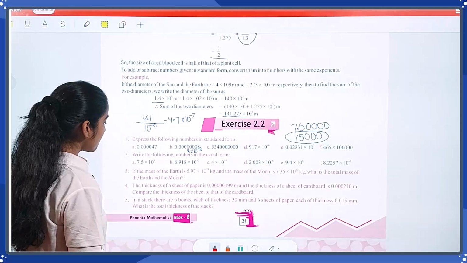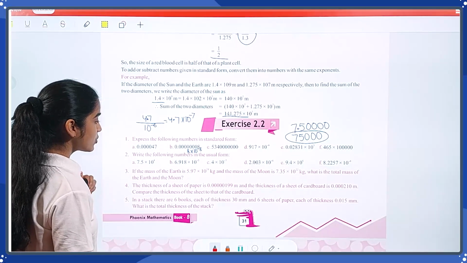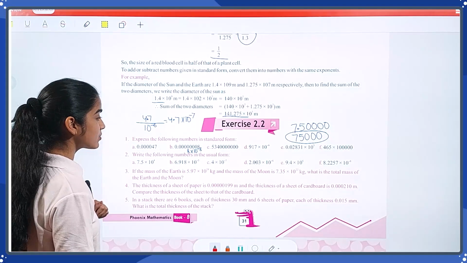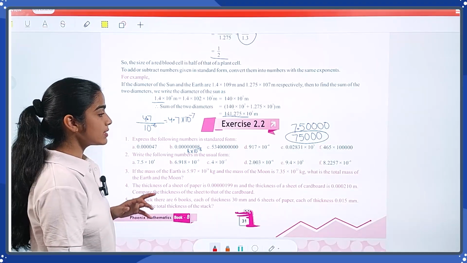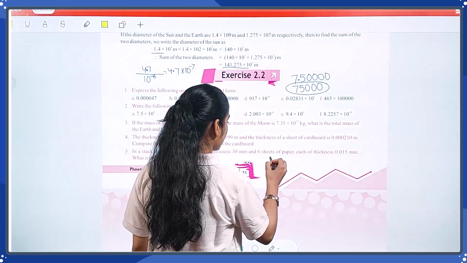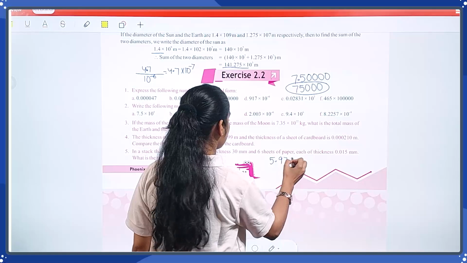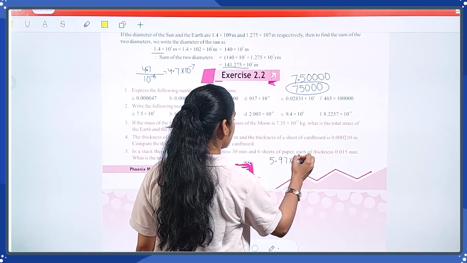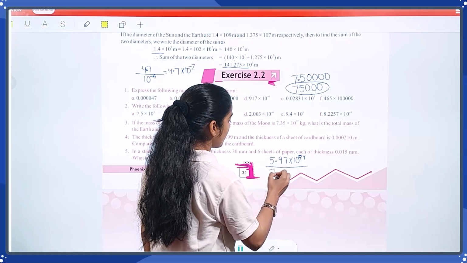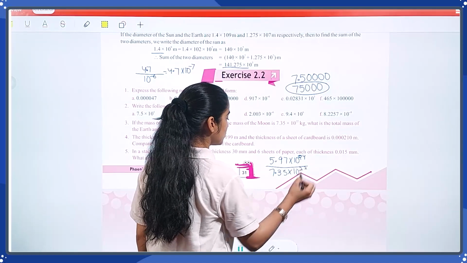Okay. If the mass of the earth is 5.97 multiplied by 10 raised to the power 24 kg, and the mass of the moon is 7.35 multiplied by 10 raised to the power 22 kg, what is the total mass of the earth and the moon? So what you have to do, you can simply write 5.97 multiplied by 10 raised to the power 24, plus 7.35 multiplied by 10 raised to the power 22.